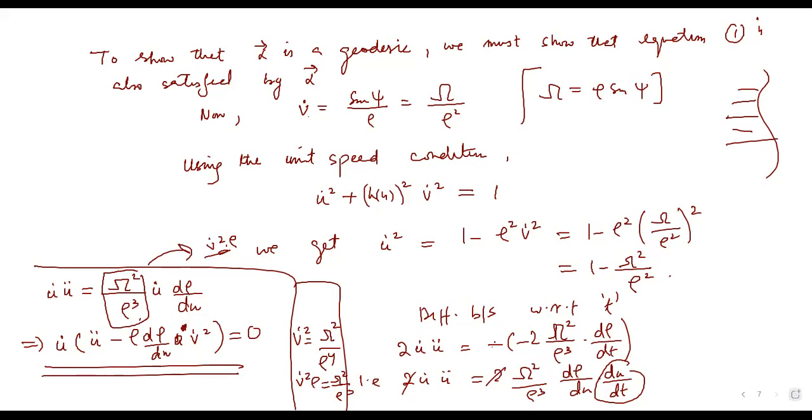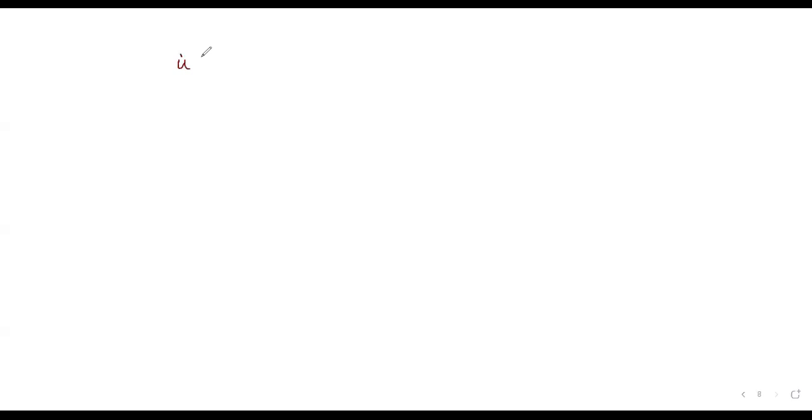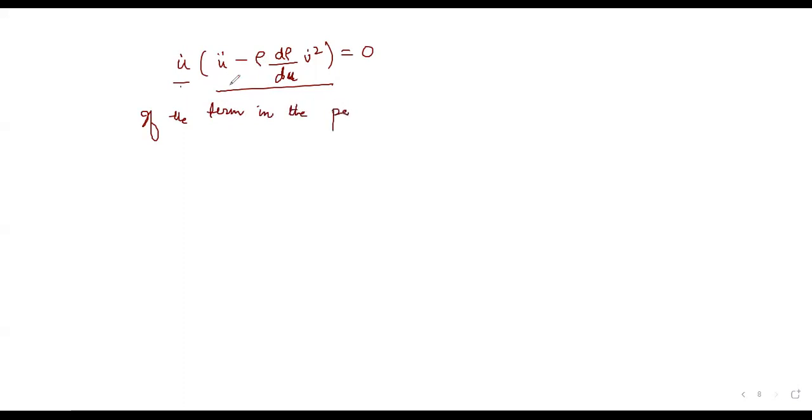So now what we do, I will write it again: u dot, the equation should be satisfied, multiplied by u double dot minus rho into d rho by du into v dot square is equal to 0. Now if the product of two things is 0, then either this should be 0 or this should be 0. So first let us focus on this. Now if the term in the parenthesis, this one in the bracket, is non zero, that is suppose this is not 0, then we will conclude that u dot should be 0, right?